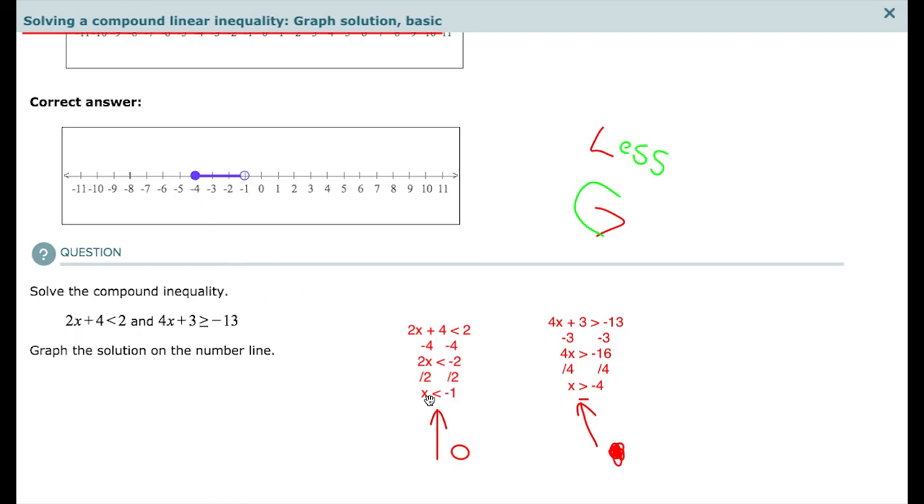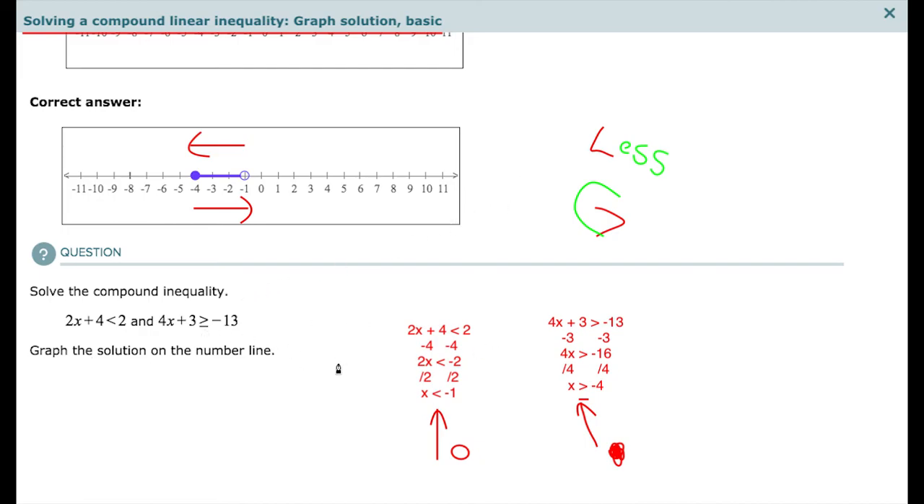Everything less than negative 1 goes to the left, and anything that's greater than or equal to negative 4 would be going to the right. So that's why you're shading in between these two areas right here. That's why this is your final solution. Hopefully that helps with this problem. And then I'll show you another example in another video.